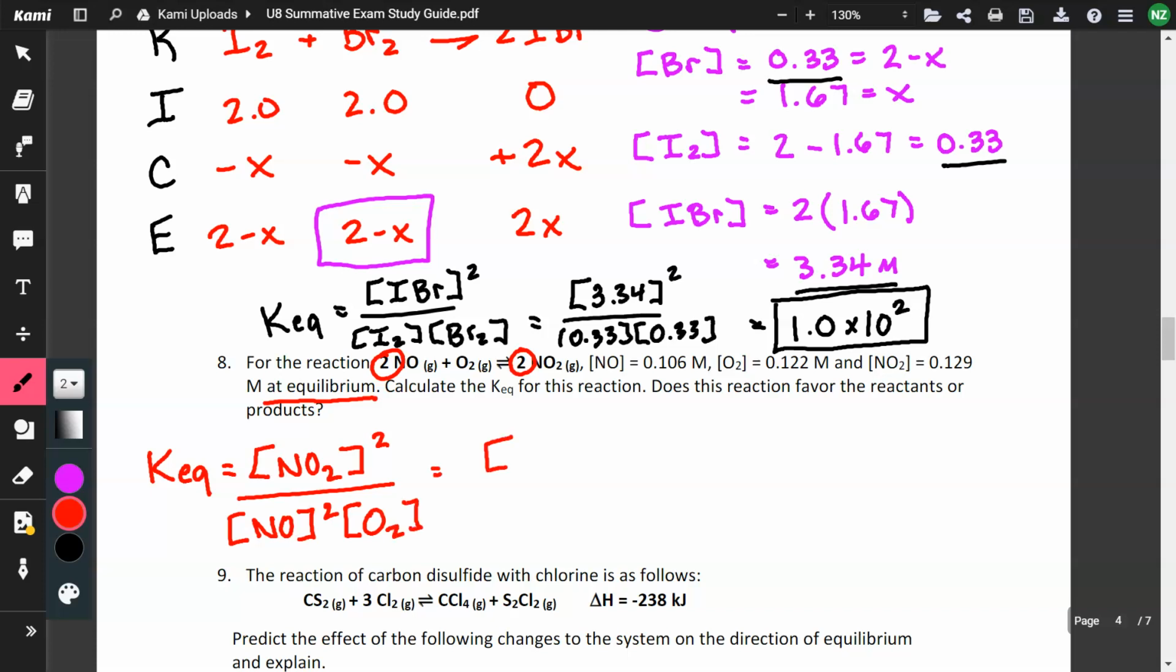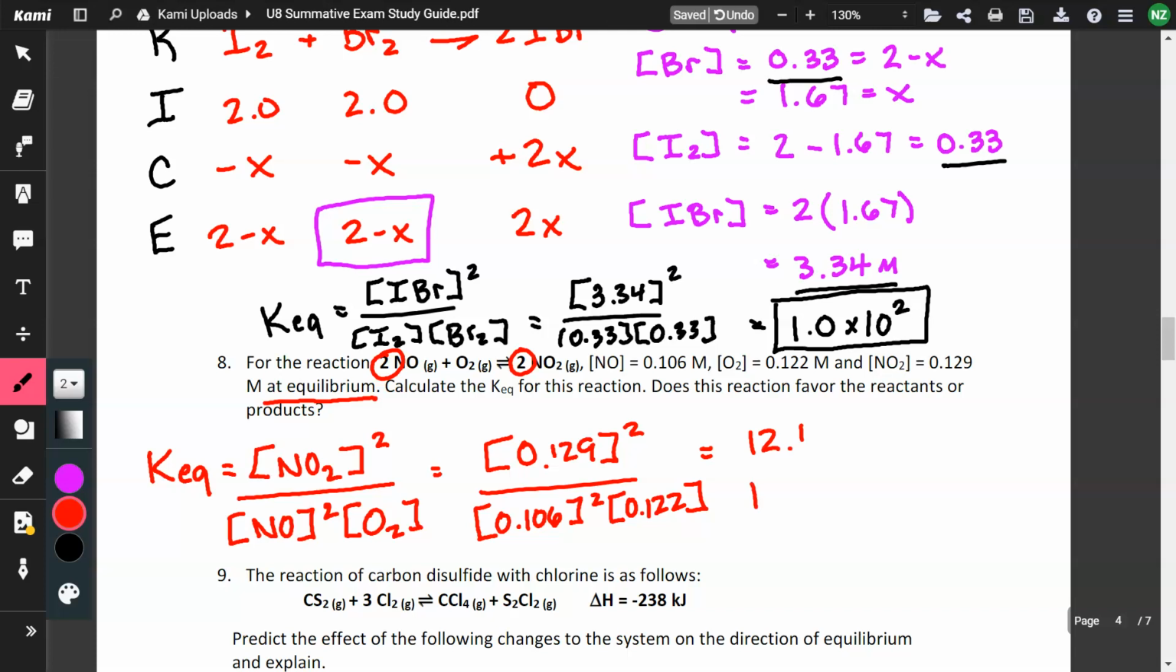Okay, let's plug in what we've got. So NO2, 0.129 squared over NO, so 0.106 squared, and then O2 is 0.122. All right, when we do the math, you get 12.1. It's greater than 1, so K greater than 1, so it's going to favor products.